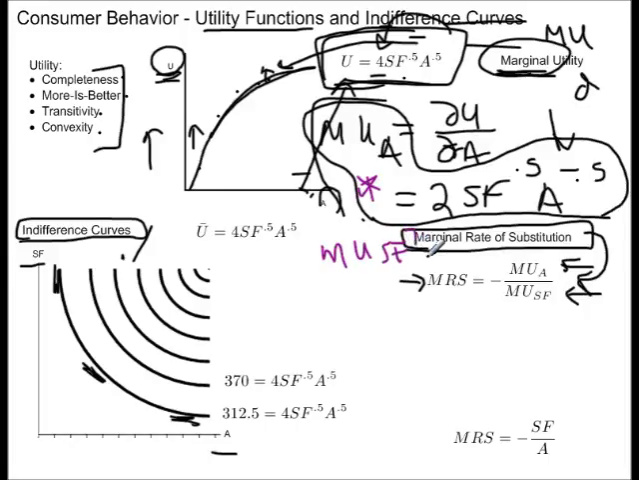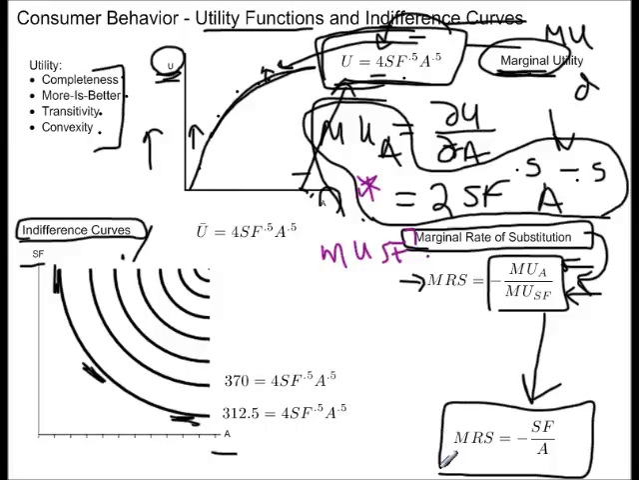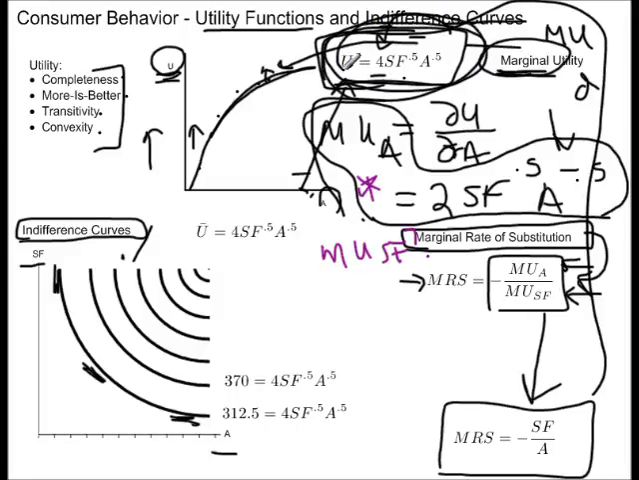We could, but we're not going to. If we took the ratio of those two equations, we could do that, but I'm going to skip over that math and get us all the way to the finish line and say the marginal rate of substitution for this particular utility function is equal to SF divided by A.